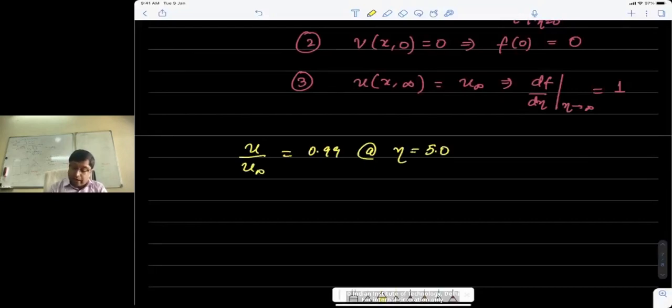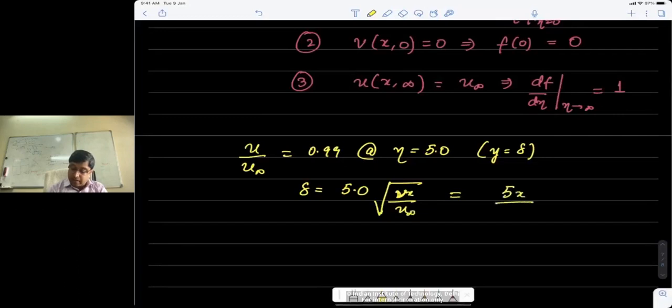So that corresponds to y equal to delta, the boundary layer thickness in laminar flow. And so we can write that delta would be 5 times square root of nu x by u infinity, which can also be written as 5 times x by square root of Re x.